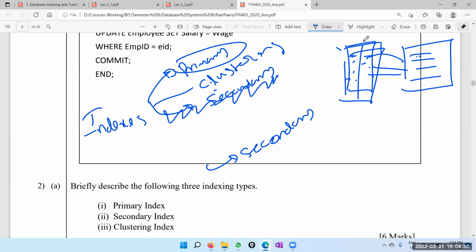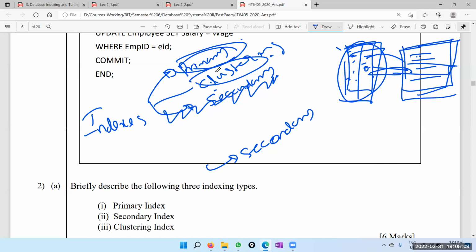So initially you look at this, go to the block pointer, go there and find the record. Obviously, the physical data file can be sorted either by primary key or by any other field. That means primary index or clustering index. Therefore, you can have only one of those, not both.